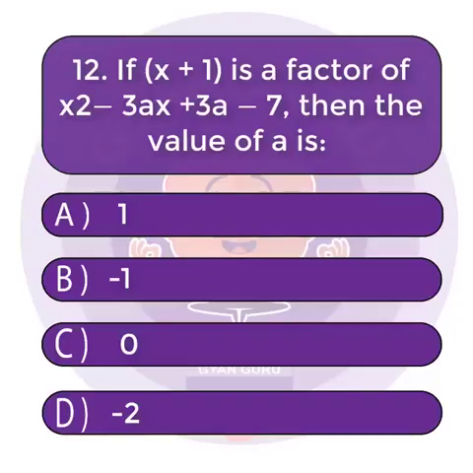If x + 1 is a factor of x² + 3x + 3a − 7, then the value of a is: a. 1, b. −1, c. 0, d. 2.